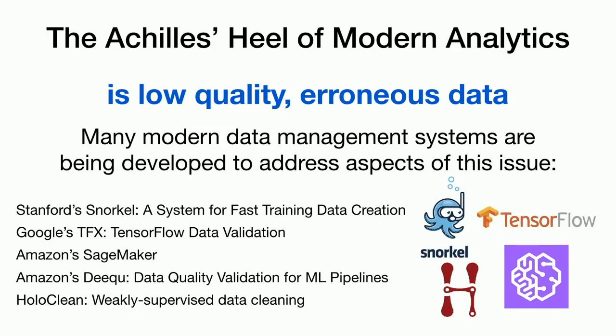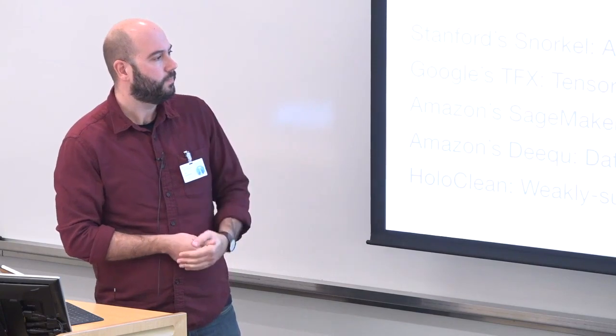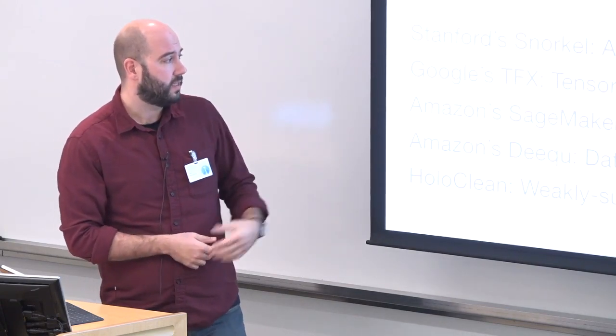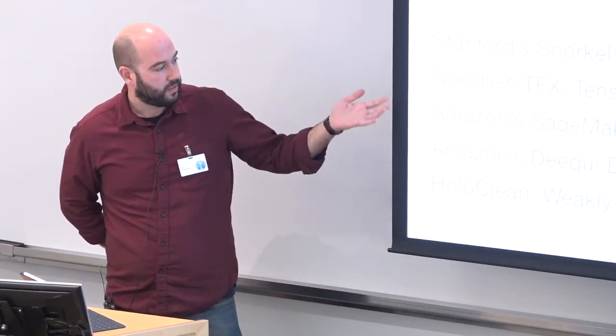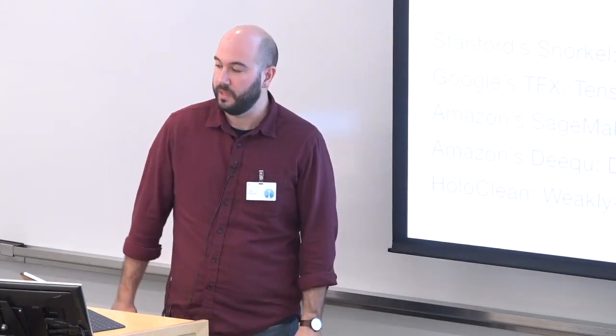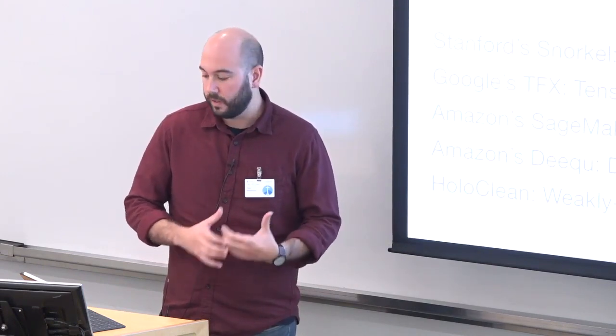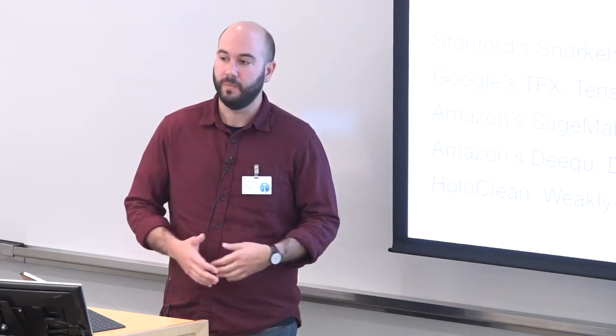So there are many modern systems that have appeared in database and data management research that try to address exactly this problem of low quality. You have academic systems like HoloClean, which I'll talk about today, and Snorkel from Stanford. Google has this data validation library for TensorFlow. Amazon has DQ, which is, again, basically a monitoring system for data quality problems in ML pipelines. So there is a lot of work around developing systems that can safeguard your pipelines against low quality and erroneous data.